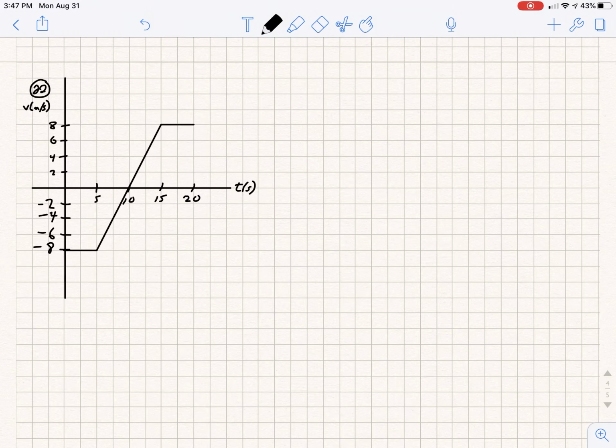In question 22, it says the velocity time graph for an object moving along a straight path is shown in figure P 2.22. Part A, find the average accelerations of this object during the time intervals 0 to 5 seconds, 5 to 15 seconds, and 0 to 20 seconds. Part B, find the instantaneous accelerations at 2 seconds, at 10 seconds, and at 18 seconds.